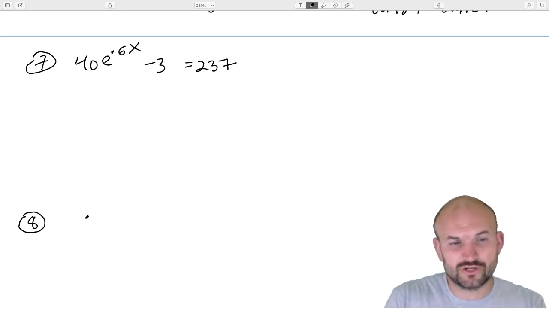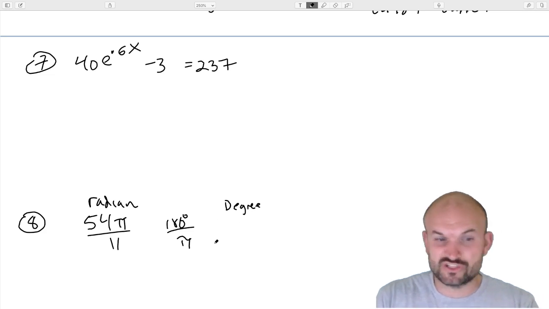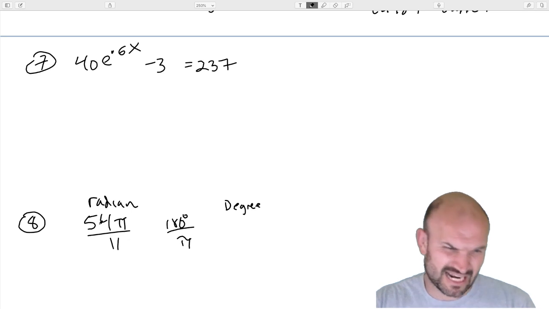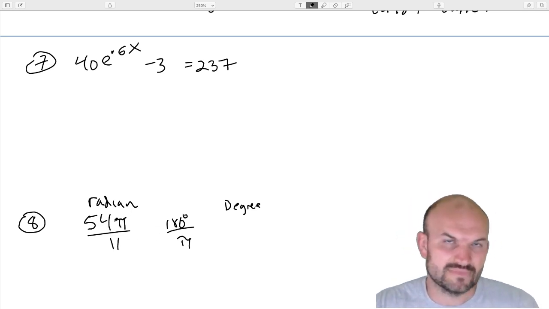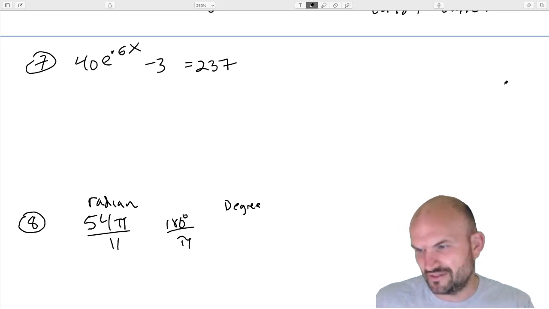But if you are trying to convert 54 pi over 11, which is a radian measure, into degrees, then you're just going to multiply by 180 degrees over pi. And then basically you just reduce your fraction there. Actually, I don't know if anything would reduce, but again, I would need a calculator to multiply 54 times 180 and then divide it by 11.